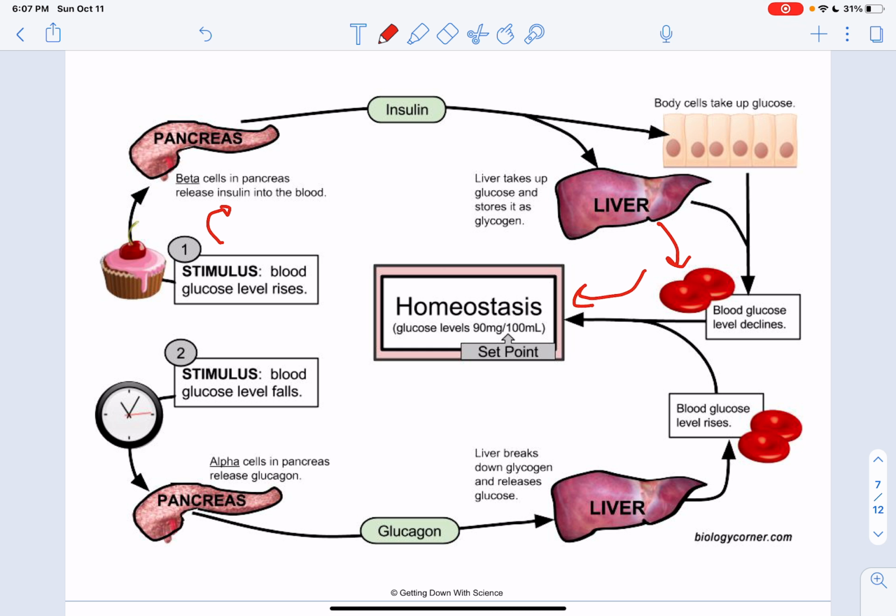Okay, but what if you don't eat for a while and your blood sugar goes low? So our pancreas, in charge of maintaining our blood sugar levels, is going to start releasing glucagon from alpha cells, which is going to break down glycogen that is stored in our liver, and it's going to cause our blood glucose levels to rise and go back to our normal homeostatic set point of 90 milligrams of glucose per 100 milliliters of blood.